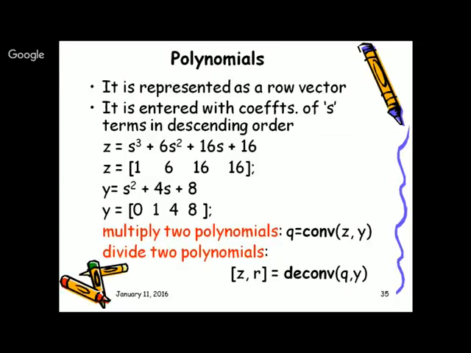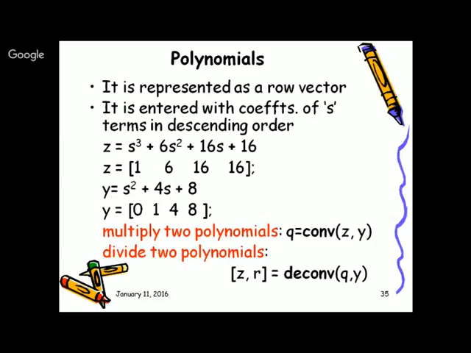See, in Matlab, the polynomial coefficients are represented as a row vector. If you have a polynomial as s cube plus 6s square plus 16s plus 16, you represent the polynomial as 1, 6, 16, 16. You don't have to write all the s cube plus s square plus s. Matlab will understand that. You only have to write the coefficients as a row vector. Similarly, I have defined two polynomials, y and z.